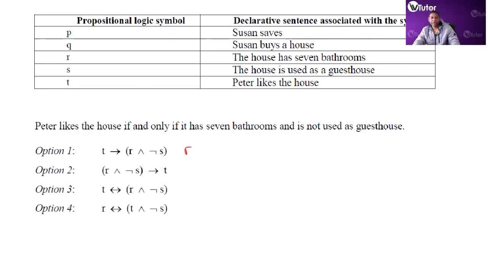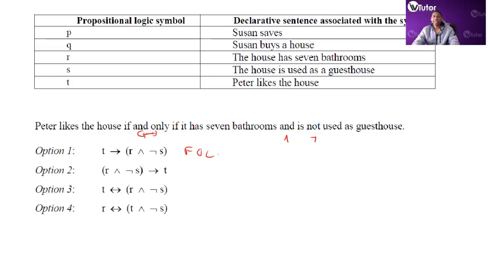So we call this first order logic, and this is English. So Peter likes the house if and only if it has 7 bathrooms and is not used as a guest house. So how do we deal with such a question? First, we need to highlight all the operators around. So we've got an if and only if here. We have got a conjunction here. We've got a negation here.